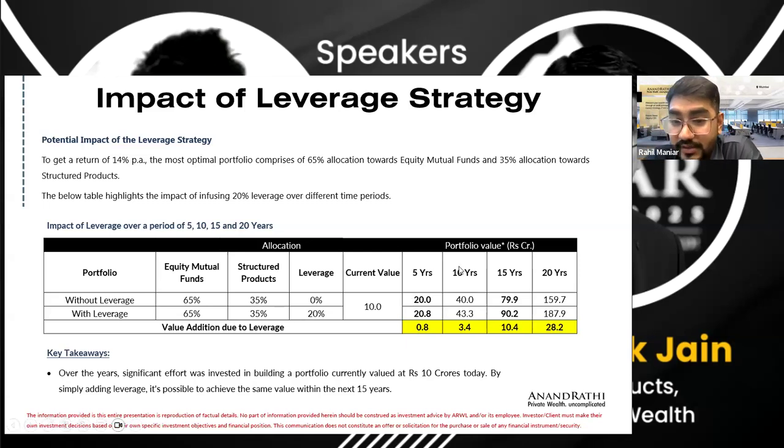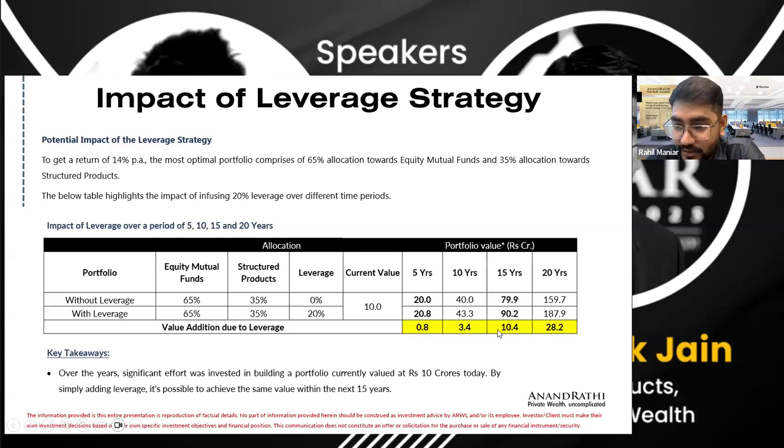Let's say if somebody were to do another cycle of leverage. So the 10 crore in the next 10 years will become 40 crores, but the same 10 crore will become 43.3 crores, which is 3.4 crore additional value created by 20% leverage. Now, the interesting point is here. If somebody were to do 3 cycles of leverage, 10 crores without leverage will become 80 crores. But with the 20% exposure to leverage, the 10 crore will become 90 crores, which is a net additional value of 10 crores.